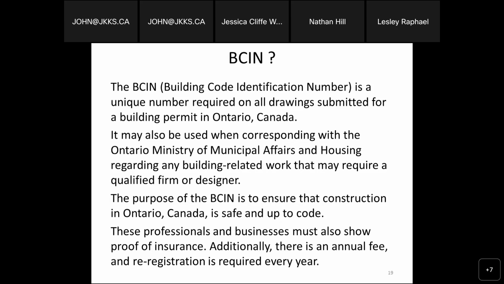These professionals and businesses must also show proof of insurance. So for example, they must carry liability and certainly errors and omission insurance. Additionally, there's an annual fee and a re-registration is required every year. So when we talk about this, the Building Code Act of 2002 under Bill 124 in Ontario required that a range of individuals and firms must be responsible for any design activities, including even housing. So this is kind of unique compared to most of the other provinces and territories. And certainly it was designed to protect the actual build process and who was actually doing drawings.